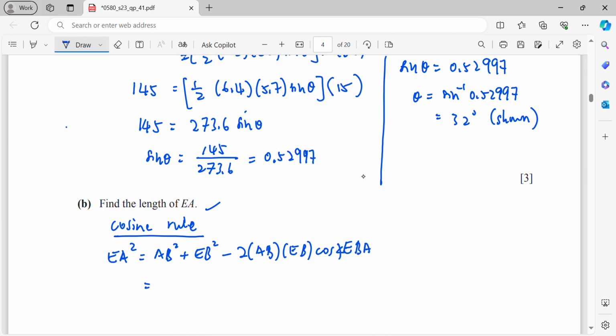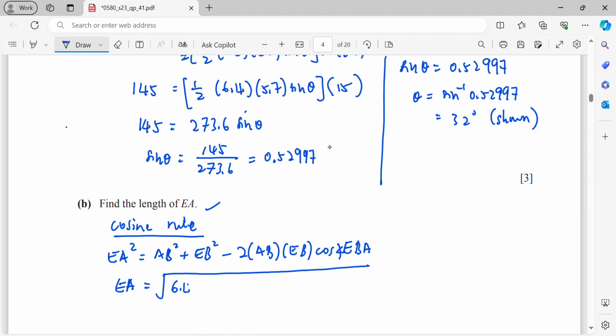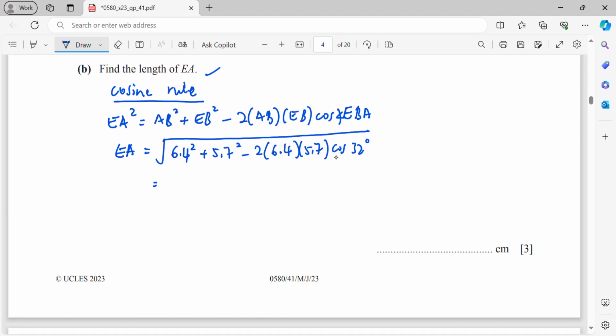Okay, so now you need to find EA. So EA is basically the square root of the right side. Now your AB is given, AB 6.4, EB is 5.7. So 6.4 squared plus 5.7 squared minus 2 times 6.4 times 5.7 cos 32 degrees. From here, you will be getting the square root of 11.5764, and at last, you will be getting 3.40. So that's your length of EA.